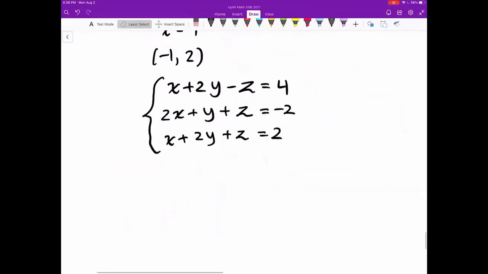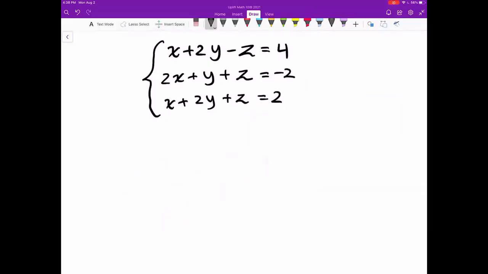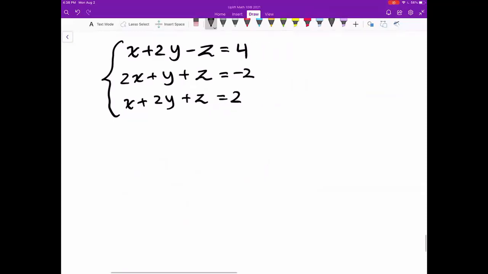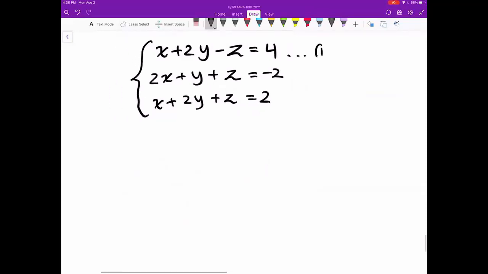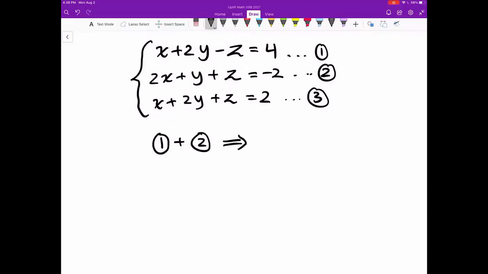Okay, now let's solve it. Yeah, so to solve it, we don't have to solve it all at once. What we can do is split it into a bunch of 2 equation parts. So we can try first solving the first 2 equations. Oh, we can label them actually. Yeah, 1, 2, and 3. This helps just to organize it. So we can say we have 1 plus 2. Then we have x plus 2y minus z is equal to 4 plus 2x plus y plus z is equal to negative 2.